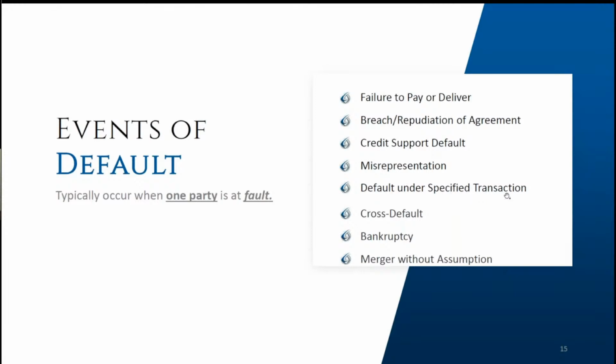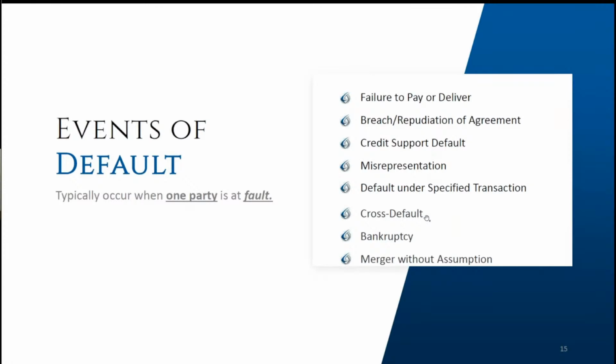They'll also look to expand this to be a specified transaction to go beyond just what a derivative is and to bring in other types of payments or margin obligations, particularly when you have an ISDA and a prime brokerage agreement with the same counterparty. They will look to expand specified transaction to include a margin loan, so that a default under the PB gets pulled into this directly.